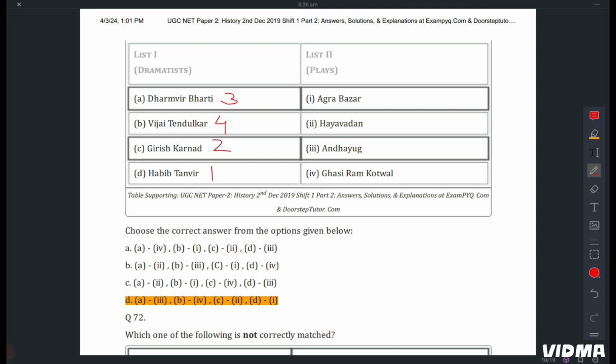ओके, धर्मवीर भारती जिन्होंने कौन सा लिखा है, अंधयुग। After the Partition it is written, it is set on the background of the last day of Mahabharata war.